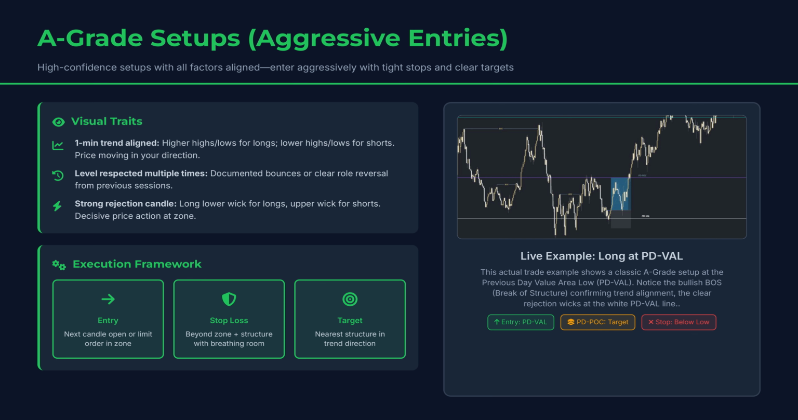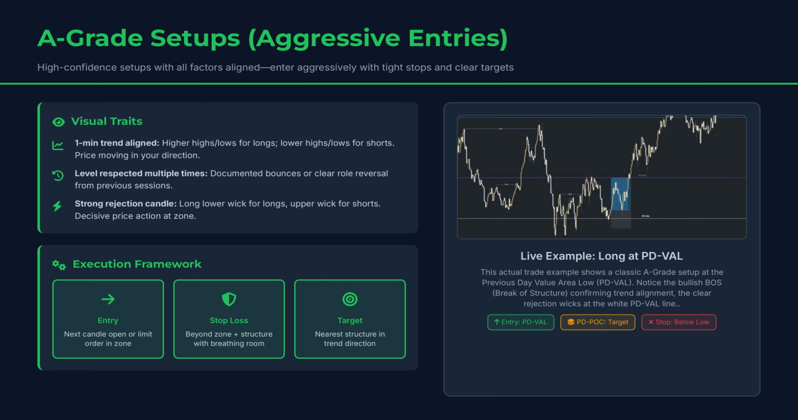First, the 1-minute trend is aligned with your trade direction. And when I say 1-minute trend, I mean you're looking at a 1-minute candlestick chart, and you're observing whether price is making higher highs and higher lows, that's bullish, or lower highs and lower lows, that's bearish. You're not checking daily charts, not checking 4-hour charts, just the 1-minute chart. If you're considering a long position from the previous day's value area low, you want to see that 1-minute chart showing higher highs and higher lows. The market is already moving in your favor.